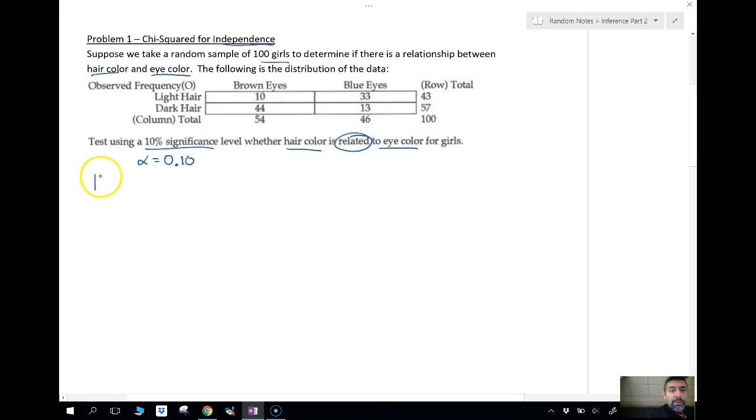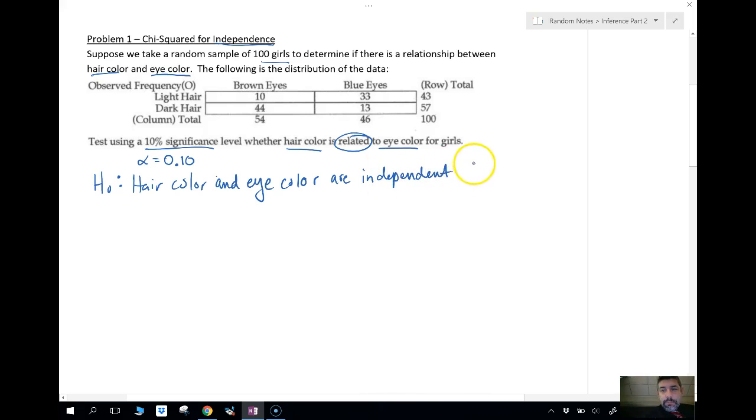So the null hypothesis, we'll go and write this down. Hair color and eye color are independent. In other words, not related.